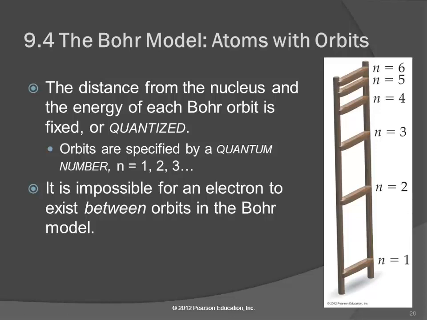Grades in school, you're in first grade or you're in second grade. You're not in between, one or the other. Stairs are quantized. You can stand on the first step, you can stand on the second step. You can't stand in between. You can pass between the two, yes. But it's impossible for an electron to exist between the orbits.